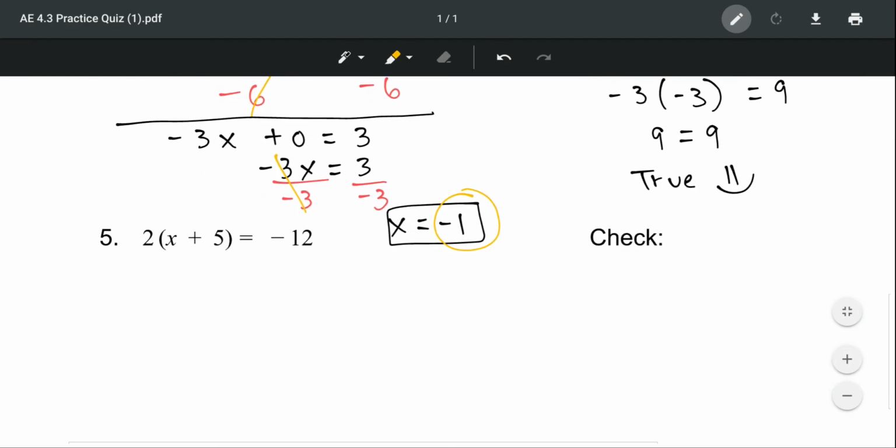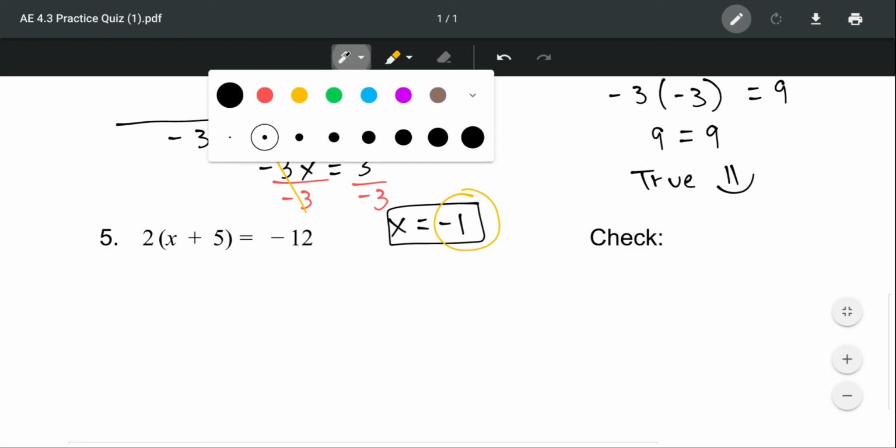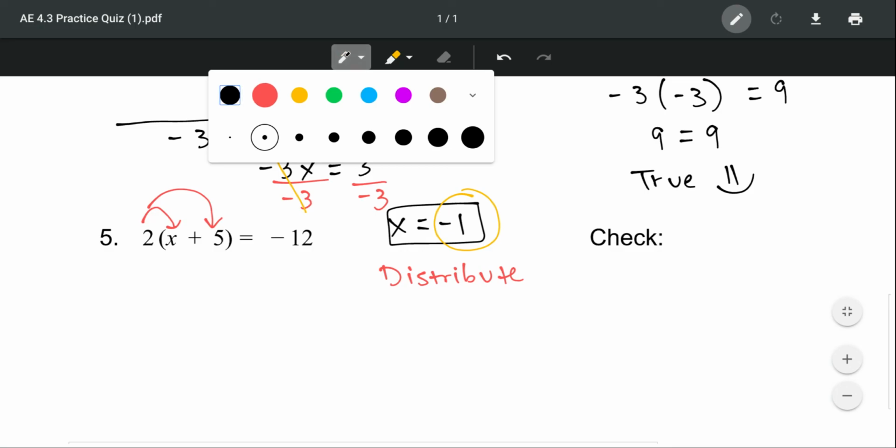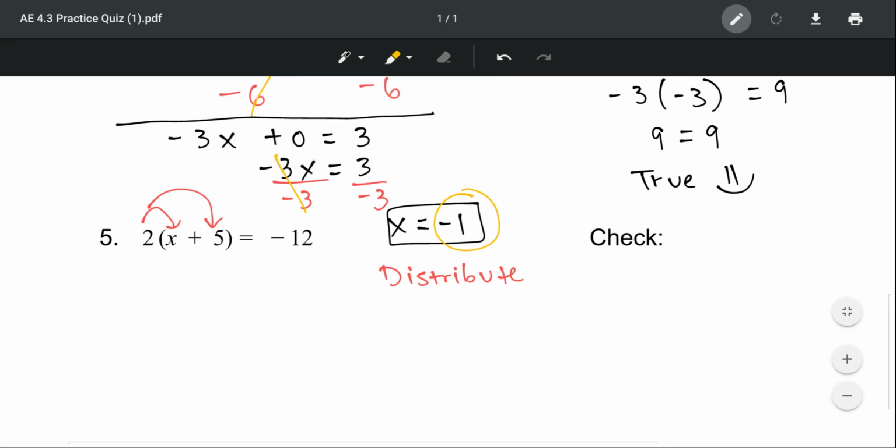Okay, in number 5, again, we have 2 times the quantity x plus 5 equals negative 12. You're going to want to use the distributive property. And in this case, inside the parentheses is addition, so that means we don't have to rewrite that. So multiply 2 times x would be 2x. 2 times 5 would be 10. So 2x plus 10 equals negative 12.